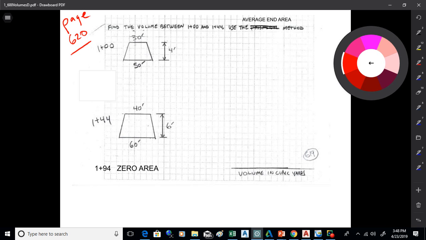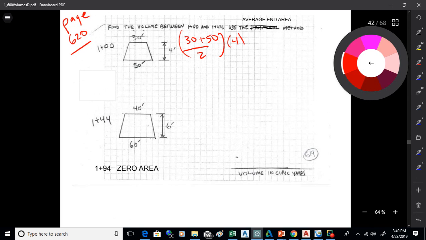Okay, so get the areas first. These are just trapezoids, real easy on the areas. Average width times the height. I think that one's 160. The other one's, is it 300 for the other? Something like that.